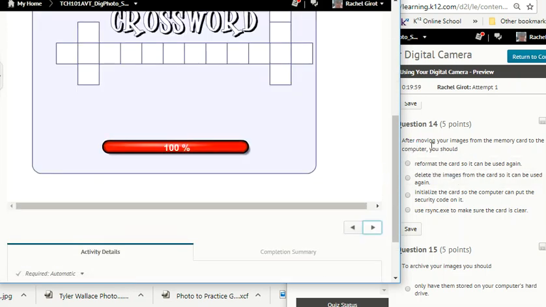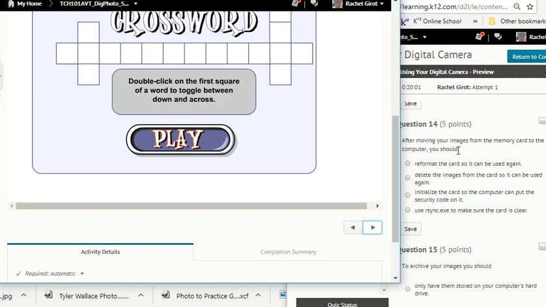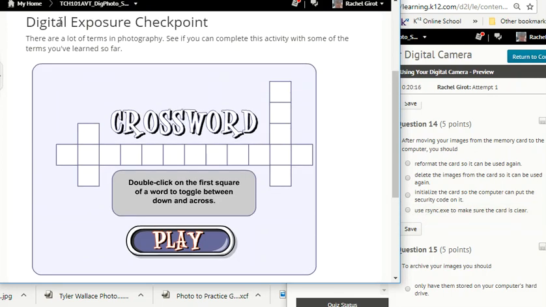Remember, question 14 says after moving your images from the memory card to the camera, you should reformat the card so they can be used again, delete the images from the card so it can be used again, initialize the card so the computer can put the security code on it, or use resync.execute to make sure the card is clear. Oh look, we have a nice crossword puzzle. There are a lot of terms in photography. See if you can complete this activity with some of the terms you've learned so far.